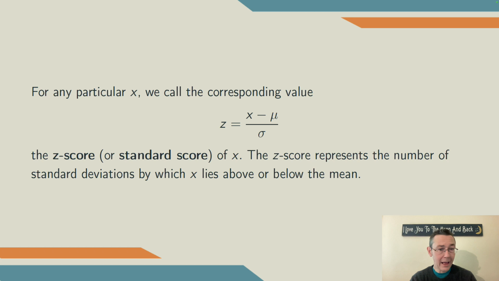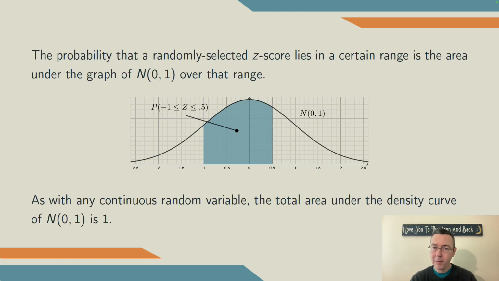For any particular x value in any normal distribution, we call the corresponding value x minus mu over sigma the z-score, or standard score. And the z-score represents the number of standard deviations by which the observation x lies above or below the mean. The probability that a randomly selected z-score lies in a certain range is the area under the graph of the standard normal distribution over that range.